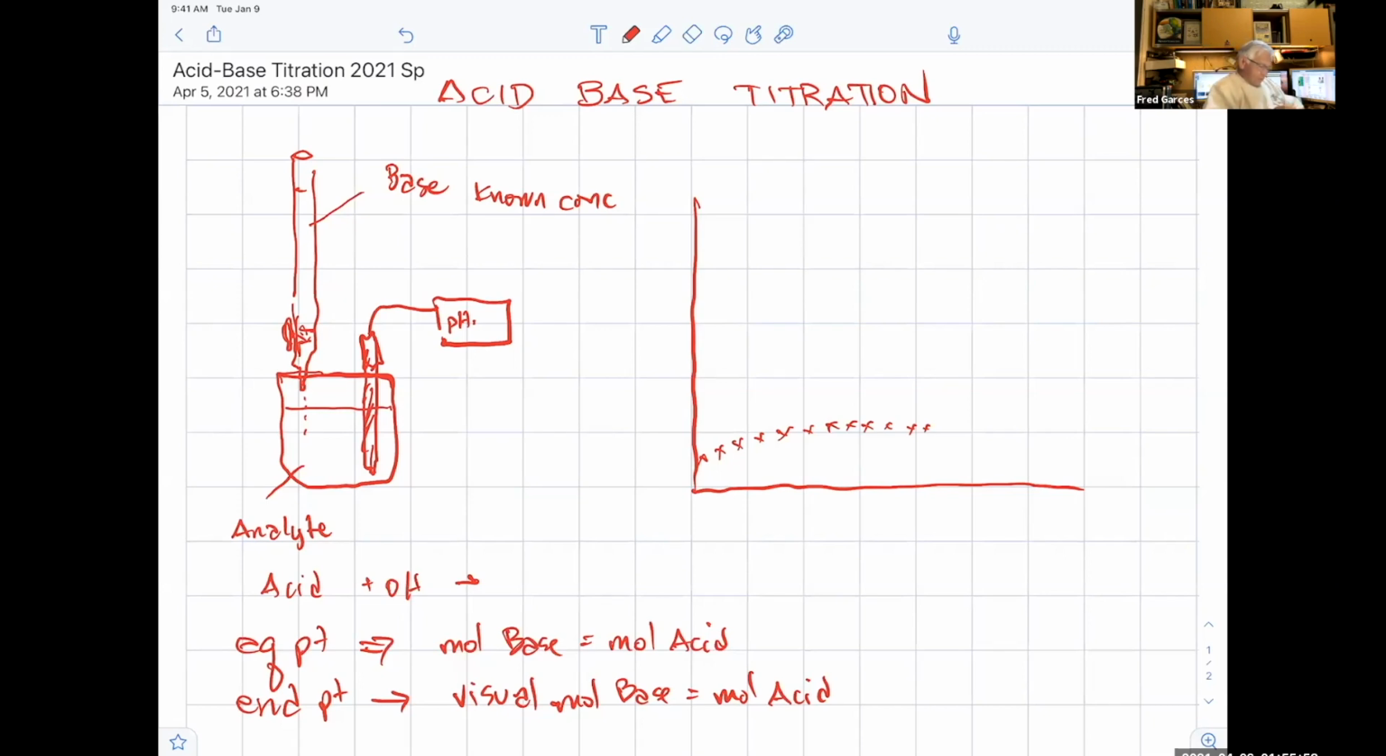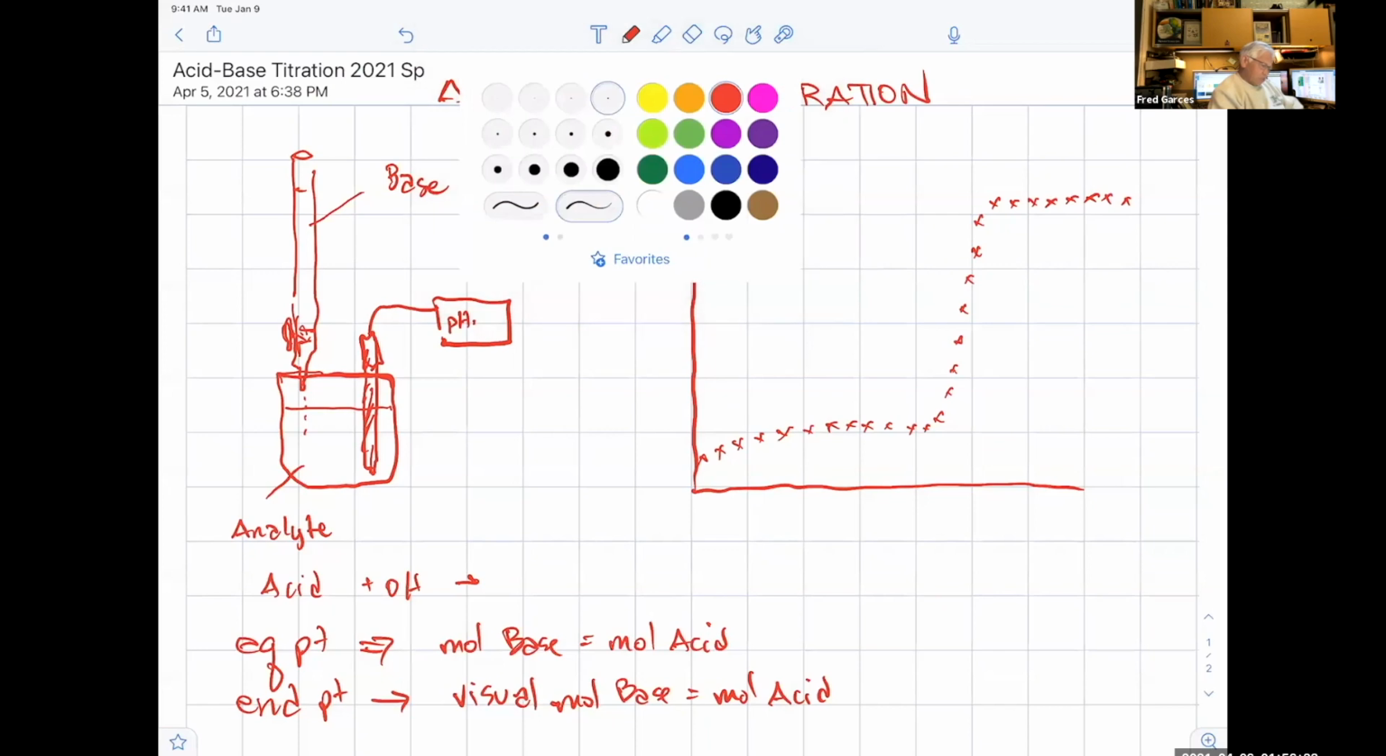So what we want to do is measure the equivalence point, because at the equivalence point, we know the equivalent volume, that is, how much of the titrant we've added so that the moles of the acid equals the moles of the base. So this is what the titration curve will look like. Once it's very close to the equivalence point, we get a sharp rise in the pH.